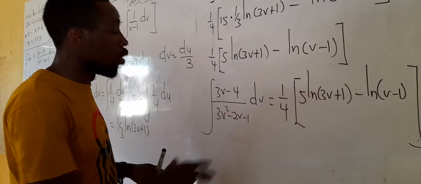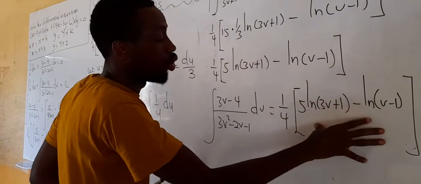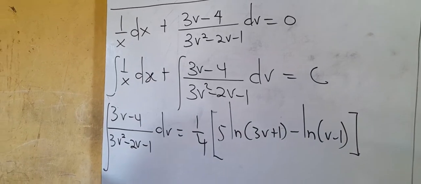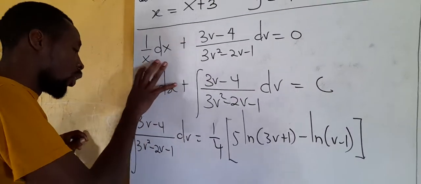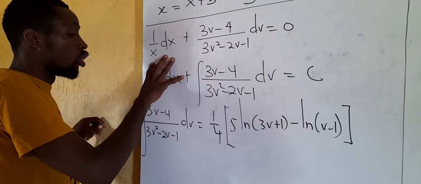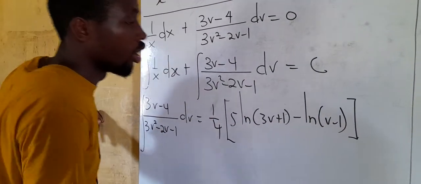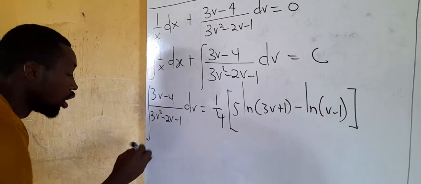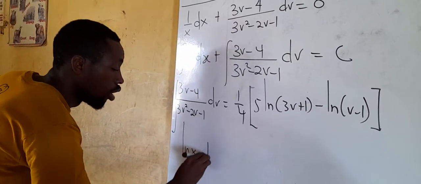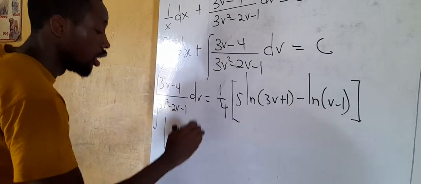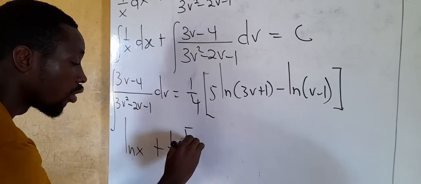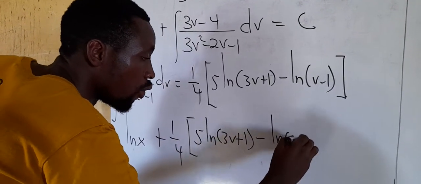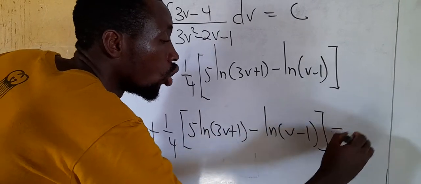That will be it. So in place of this, in our integral, we substitute this. So come with me. We find the integral of this to be this. And remember, we said the integral of this will be ln s. So in place of this, we put ln s. Then in place of this, we put the whole of that, equal to our constant c. So the integral of this will be ln s plus this will be this, so 1 over 4 bracket 5 ln 3v plus 1 minus ln v minus 1 equal to c.